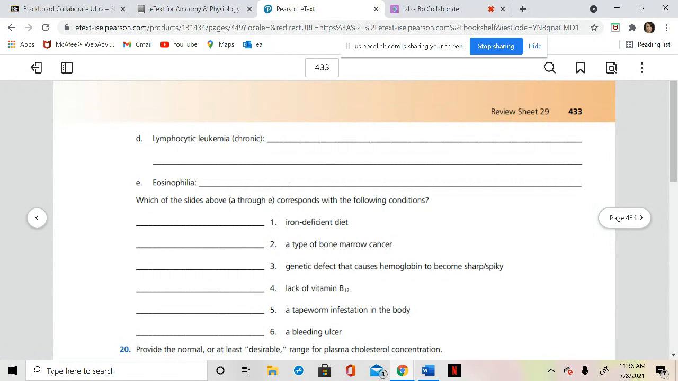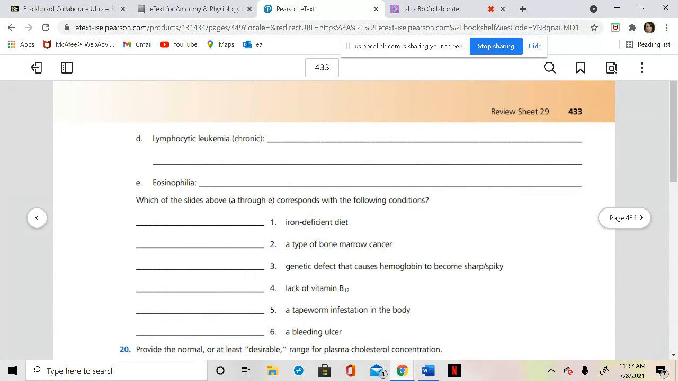So now we are going to match the following slides to the following conditions. Iron deficiency diet. So immediately, this means fewer red blood cells. So this is B, microcytic hypochromic anemia. A type of bone marrow cancer, that's going to be the leukemia, the lymphocytic leukemia, D. A genetic deficit that causes hemoglobin to become sharp and spiky. That means it does not cause a normal shape of the red blood cells. That's sickle disease, which is C.